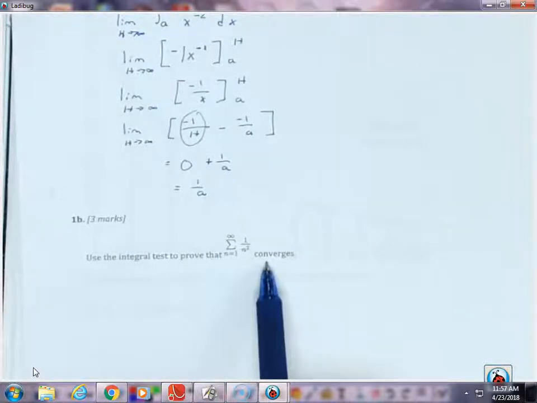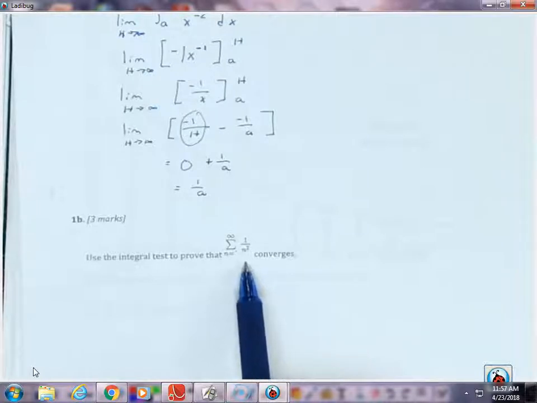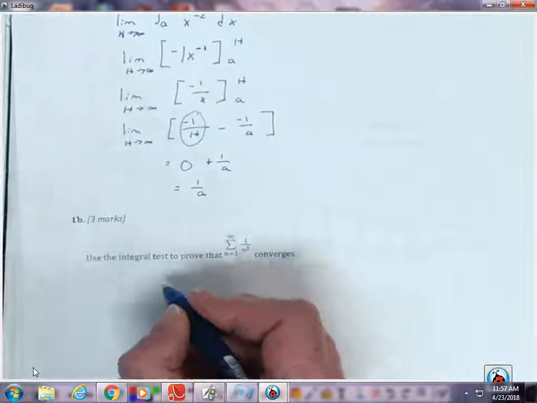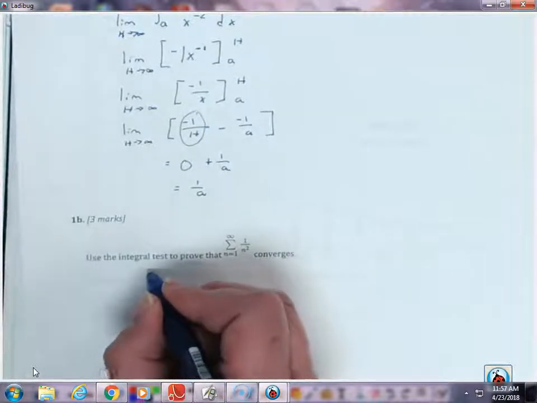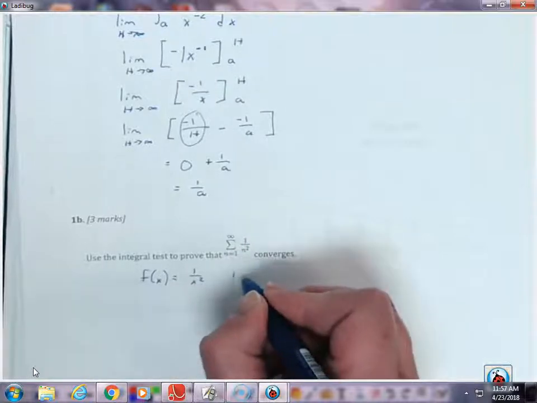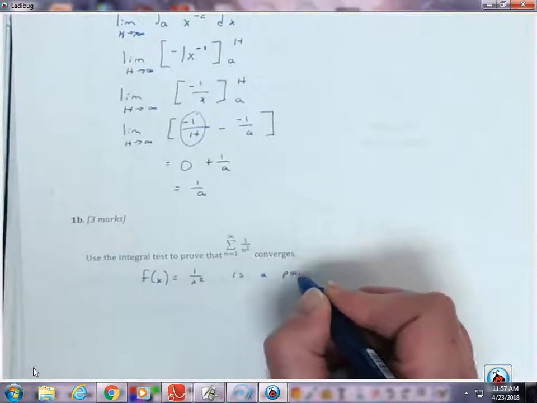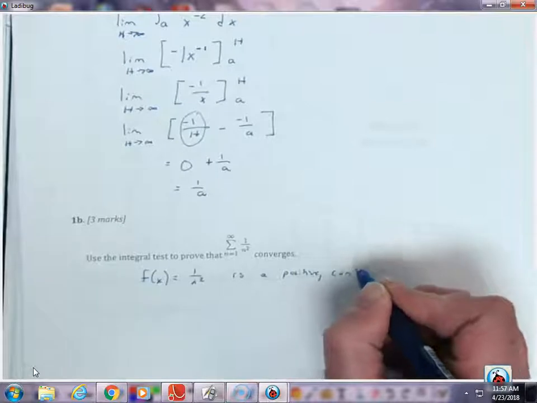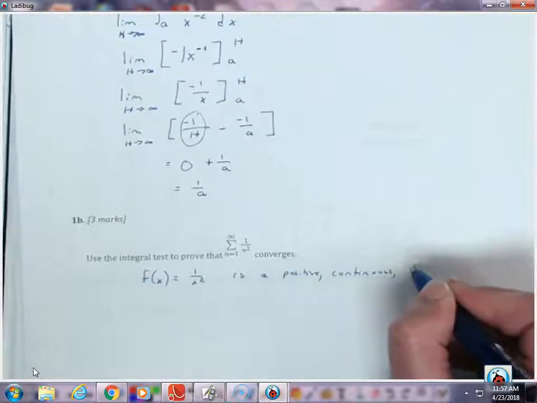So it's kind of nice. This is a p-test. If they didn't say so, it's already a p-series. We already know that this would converge. That's how we proved p-series to start with. But if it's asking you to use the integral test, you want to start by telling them you know the conditions. You're going to state that this is a positive, continuous, decreasing function.